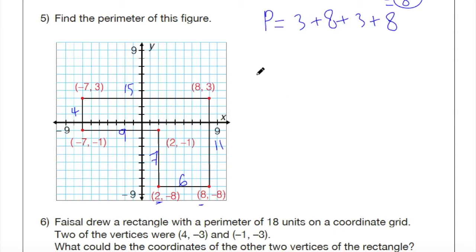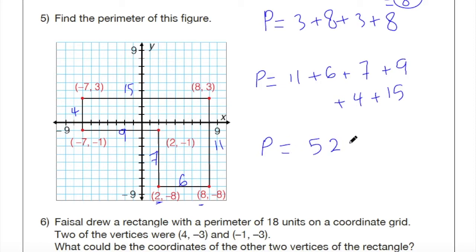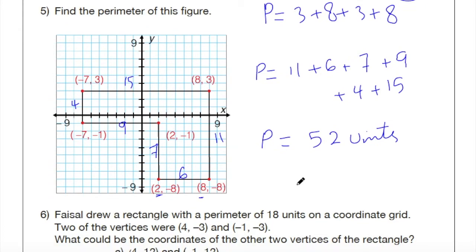Now the perimeter equals 11 plus 6 plus 7 plus 9 plus 4 plus 15. So the perimeter equals 52 units. Next question.